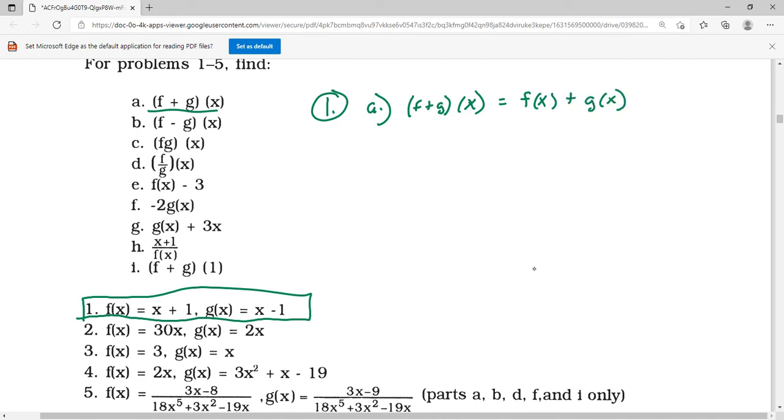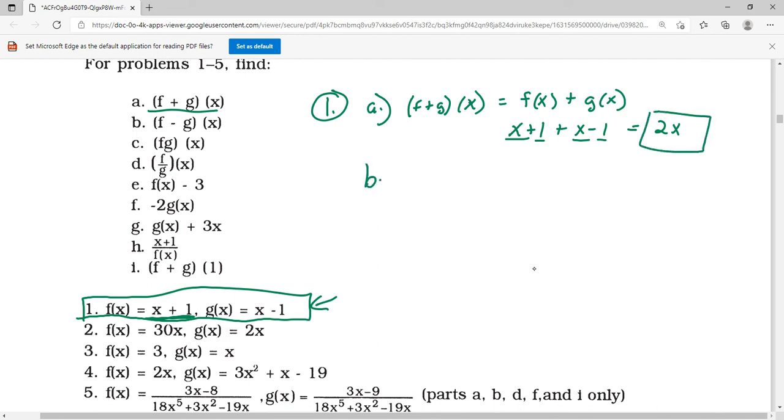Okay, and for number 1, that f of x is going to be x plus 1, and g of x is going to be x minus 1. And we're just going to put those together, so that would be 2x plus 1 minus 1, that'd be 0. So there's your answer for A.